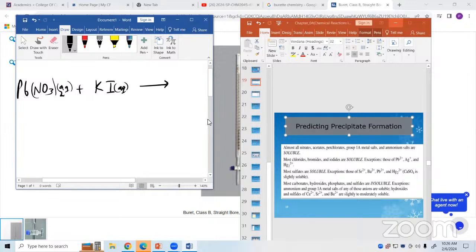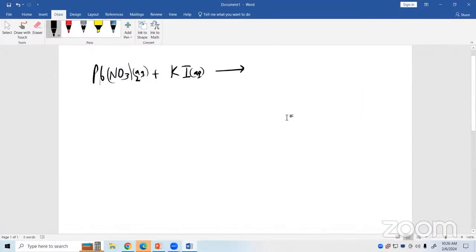Then I would figure out what the products are. As I said before, it's a double displacement reaction. Let me make this large. So basically, the products of this reaction will be PbI2 and potassium nitrate, KNO3. Before I do anything else, I'll balance this equation. So that would be the equation.